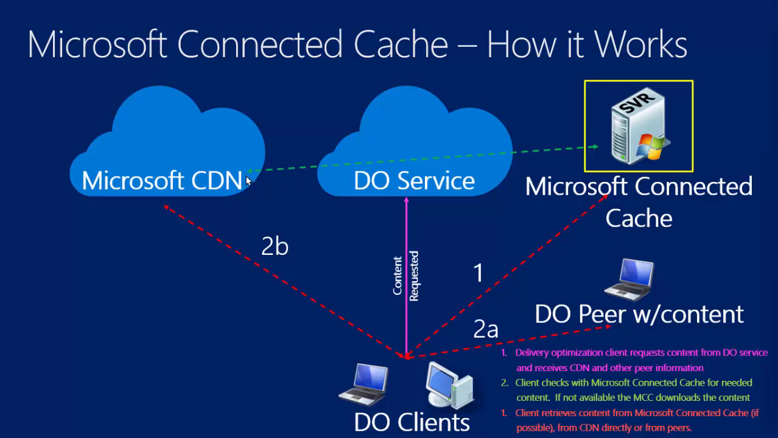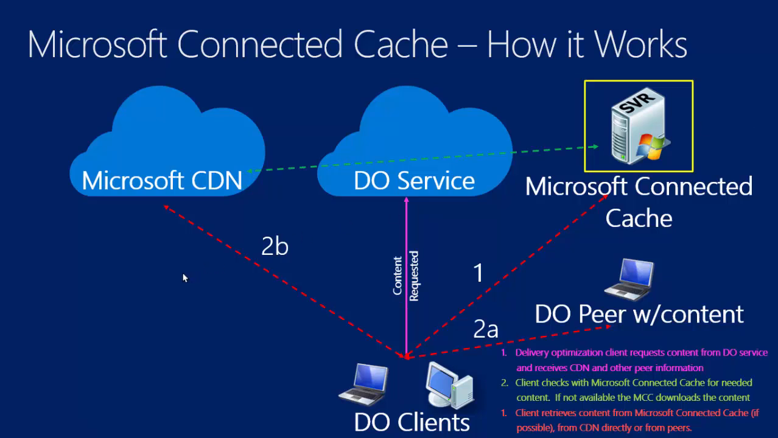The Connected Cache server is then triggered to download the content from the Microsoft CDN because it doesn't have it. That way, in the future, if other clients request the content, it will have it and be able to serve it up. Since the Microsoft Connected Cache server didn't have it, the client is either going to get the content from a peer, maybe not all of it, maybe just part of the content, or it's going to go to the Microsoft CDN to grab it. So that's my original graphic modified to try to show you what's going on.